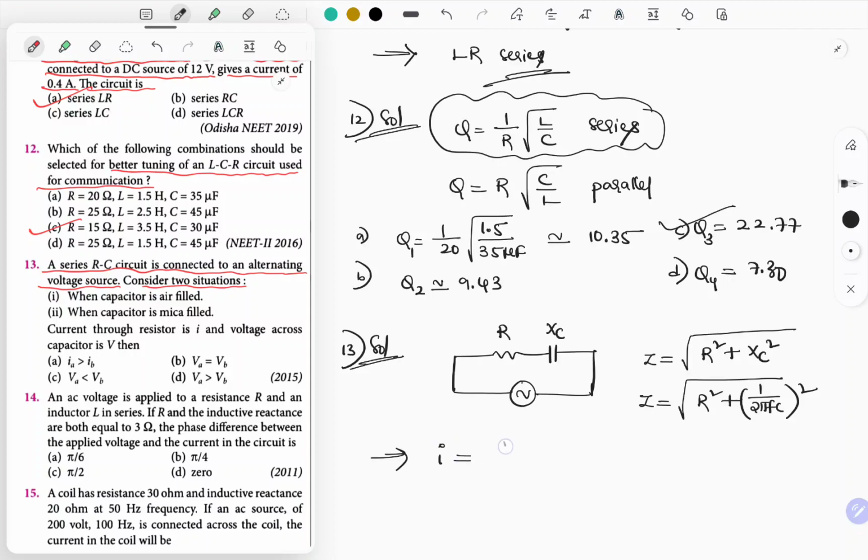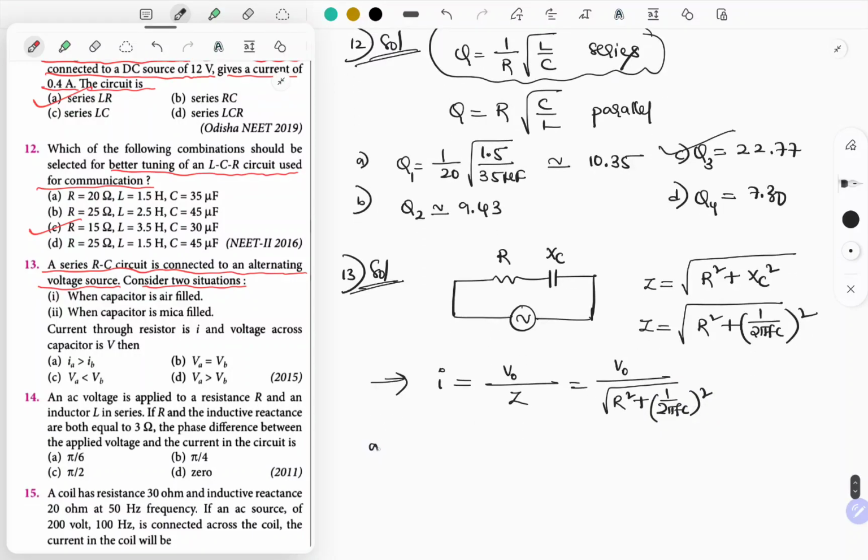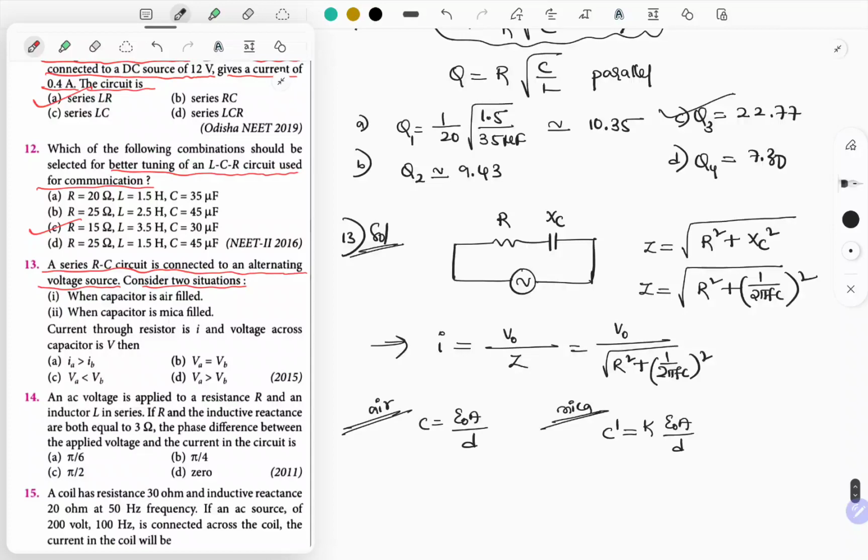Current I is equal to V0 by Z, where V0 is divided by the root of R square plus (1 by 2 pi FC) whole square. One thing we know is that if the capacitor is air filled, capacitance C is equal to epsilon naught A by D. If it is filled with any dielectric, then what's going to be C dash? C dash is equal to K times epsilon naught A by D, where K is the relative permittivity or dielectric constant of the medium. So it's going to be K times C.